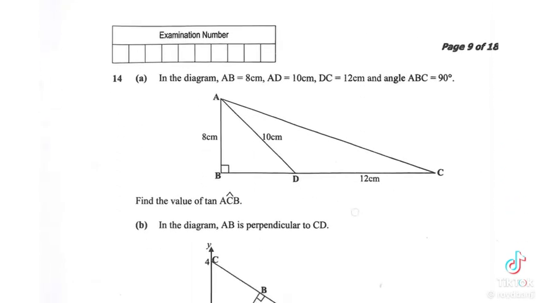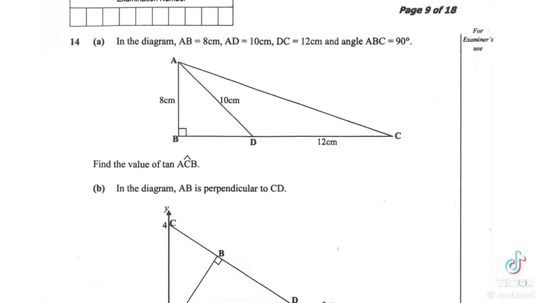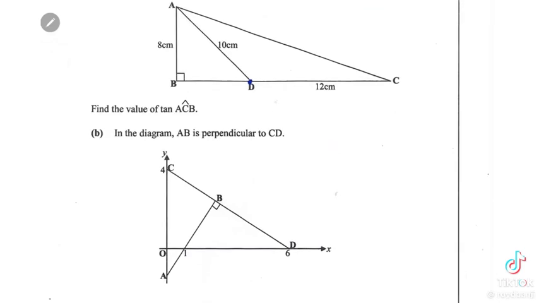Let us proceed to look at this one now, question 14. In the diagram, AB is equal to 8. As you can see, AB is right here, 8. AD is equal to 10, as you can see, is right here. DC, just from here up to there, is 12. Then this angle is 90 degrees. That's what it means. Find the value of tan ACB.